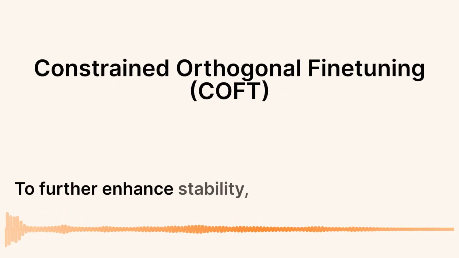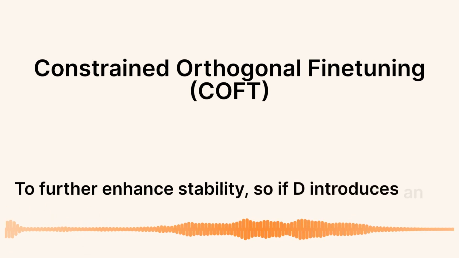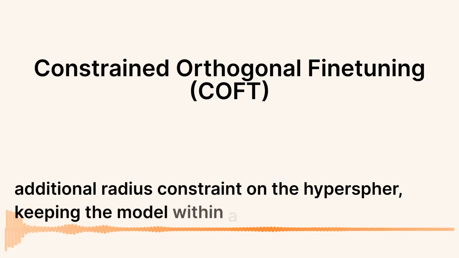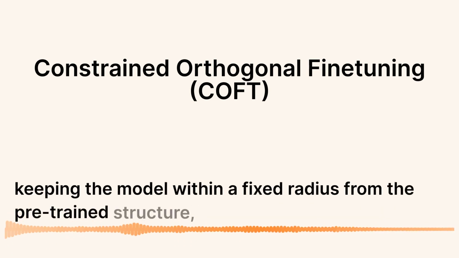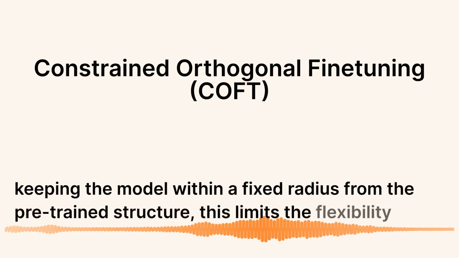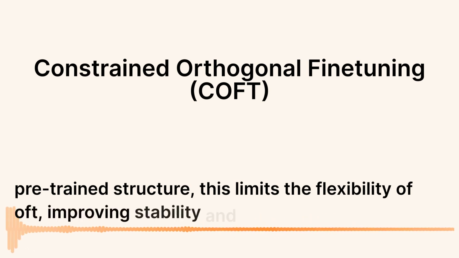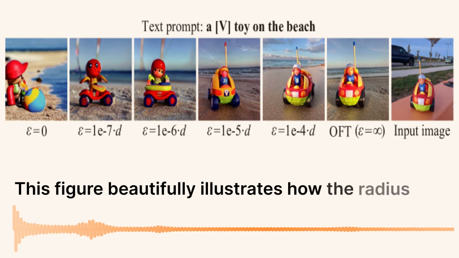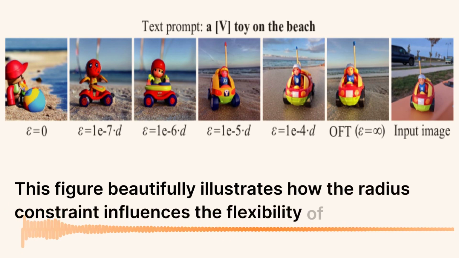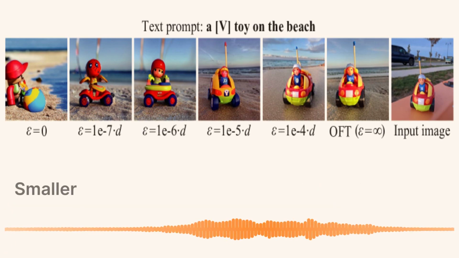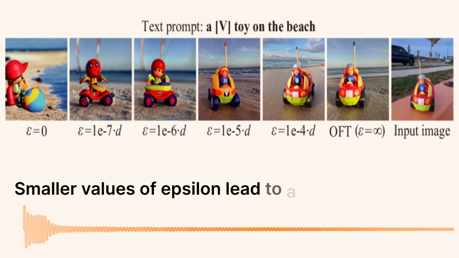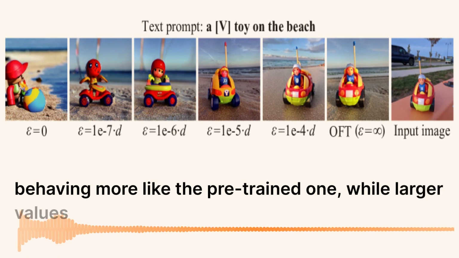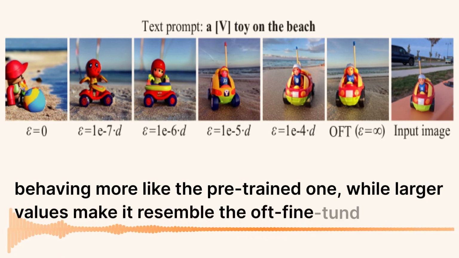To further enhance stability, OFT introduces an additional radius constraint on the hypersphere, keeping the model within a fixed radius from the pre-trained structure. This limits the flexibility of OFT, improving stability and convergence. This figure beautifully illustrates how the radius constraint influences the flexibility of OFT. Smaller values of epsilon lead to a fine-tuned model behaving more like the pre-trained one, while larger values make it resemble the OFT fine-tuned model.